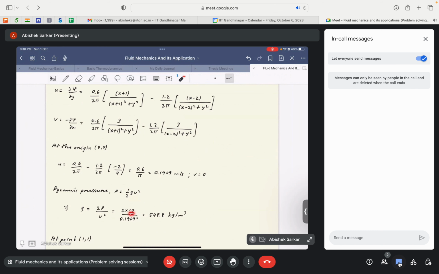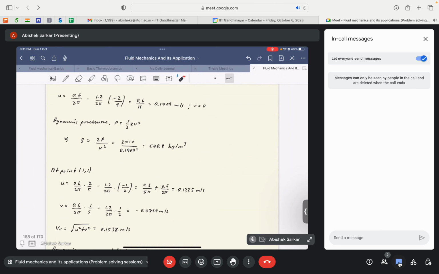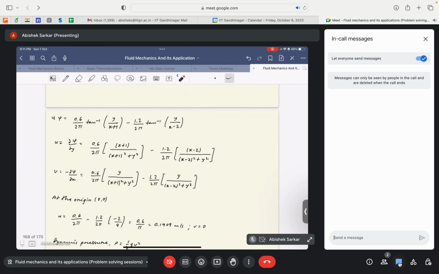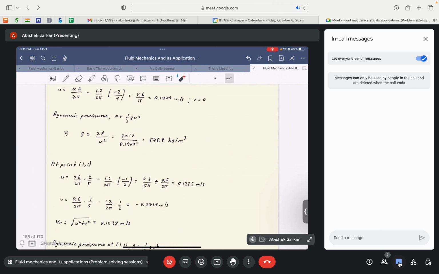Since pressure is equal to 10 Newton per meter square at the origin, the density is given by substituting the value of V as 0.1909, then we get the value of rho as 548.8 kg per meter cube. Now since rho is known, just repeat the same calculation for the point 1 and 1 to get the value of U and V. Once we substitute the values 1 and 1 in these expressions, we get that U is equal to 0.1335 meter per second and V is equal to minus 0.0764 meter per second.